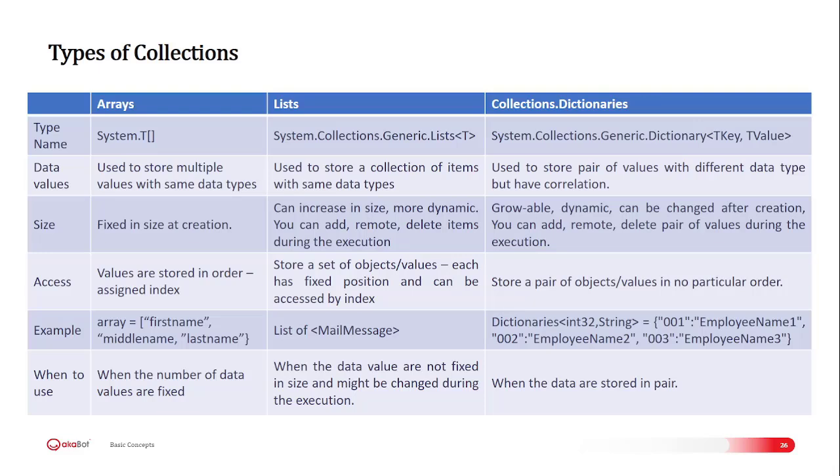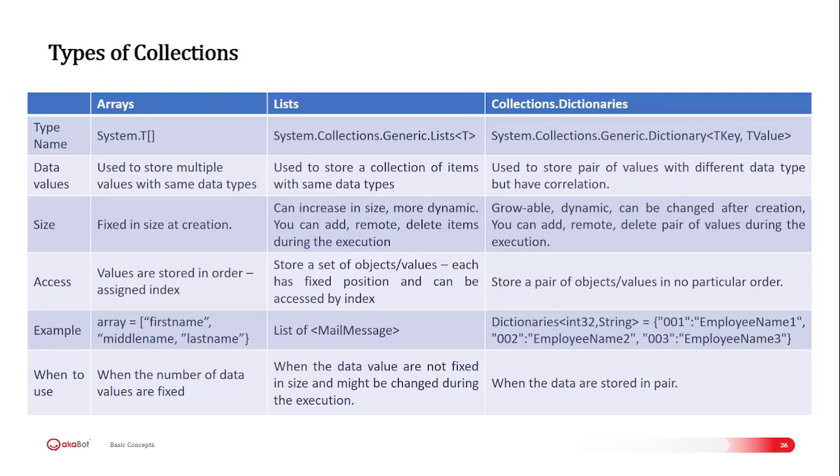Finally, let's talk about dictionaries. Unlike arrays and lists, dictionaries store data in pairs. Each pair consists of a key and a value. This allows you to access values using a specific key rather than an index. The size of a dictionary is also dynamic, so you can add, remove, or modify key-value pairs during execution.